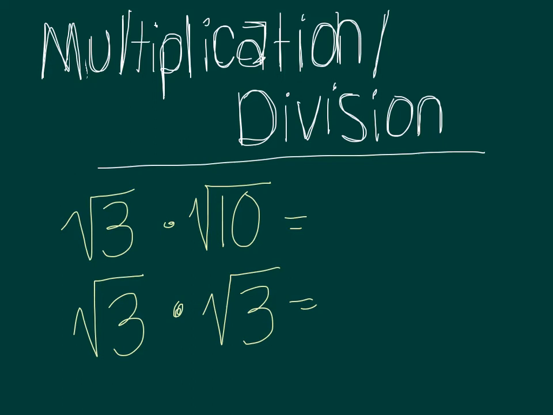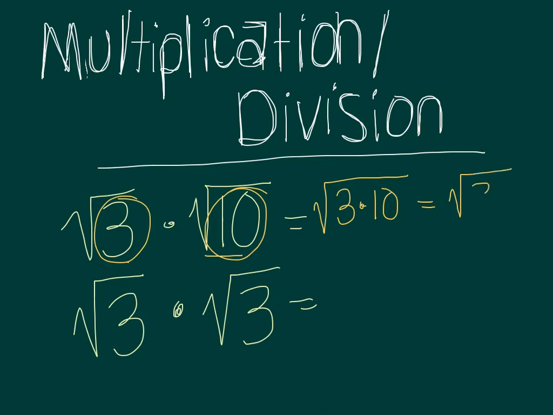Multiplication and division work slightly differently, but they're actually way easier. So this time, if I do the square root of 3 times the square root of 10, I can actually combine the 3 and the 10 underneath the same square root. So I could just do 3 times 10 under one radical, which would then change into the square root of 30.